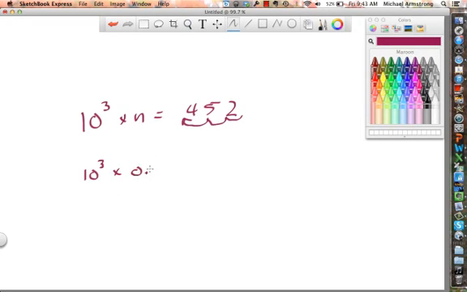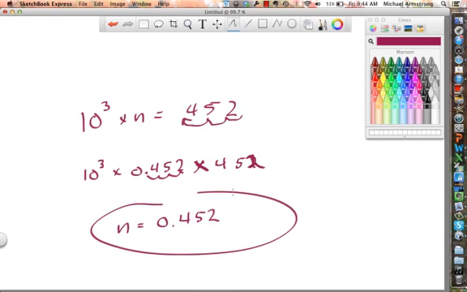So 0.452. Does that equal 452? So is 1,000 times 0.452 equal to 452? My handwriting's going down. I'm trying to go quick because I know we're running out of time here. It does. If I move the decimal 3 times, it equals 452. So n must be 0 and 452 thousandths. Okay?